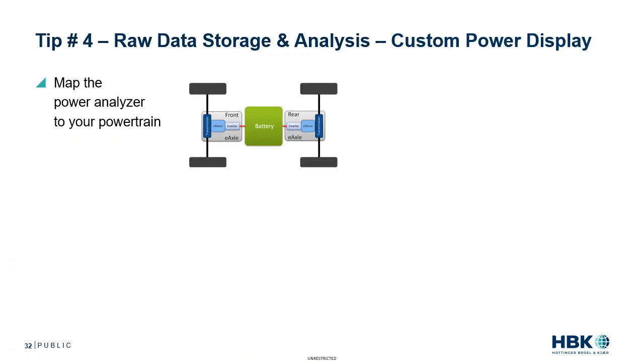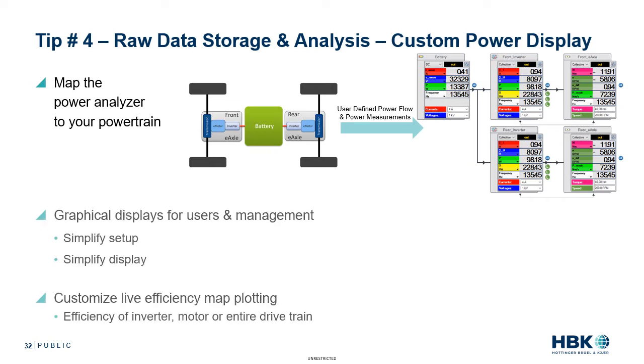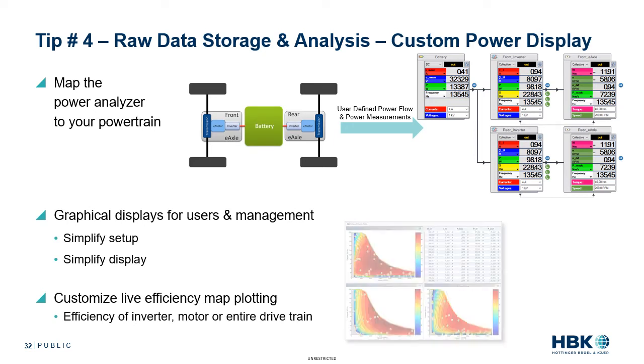In this example, a drivetrain containing a battery, source, front and rear inverter plus a front and rear axle is mapped to display the power flow and the power measurements. This in turn simplifies the setup, display, and analysis. The power analyzer should provide the ability to create custom live efficiency mapping for the inverter, motor, and entire drivetrain in an effort to more easily optimize each part of the system and the drivetrain as a whole.